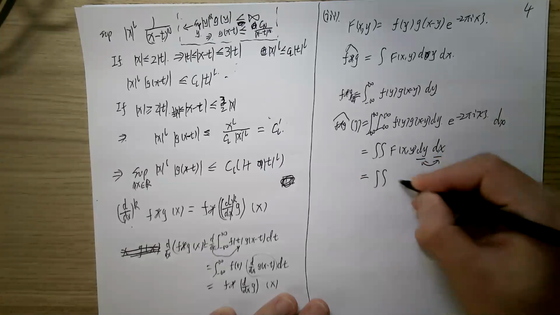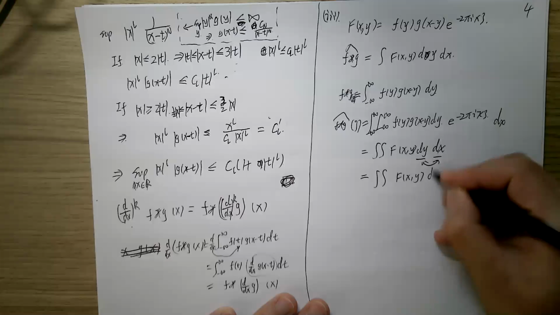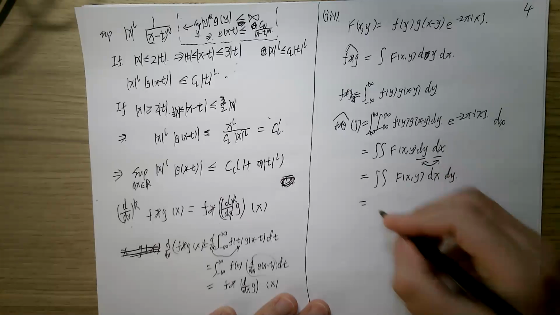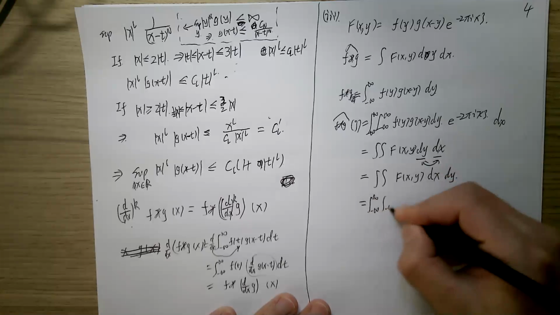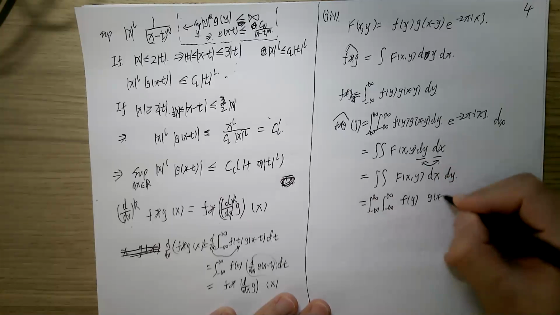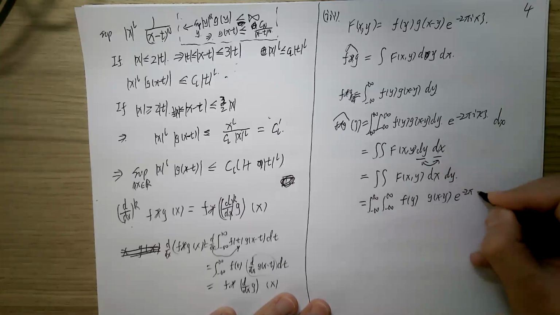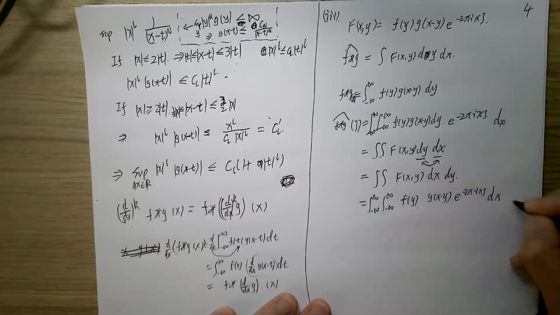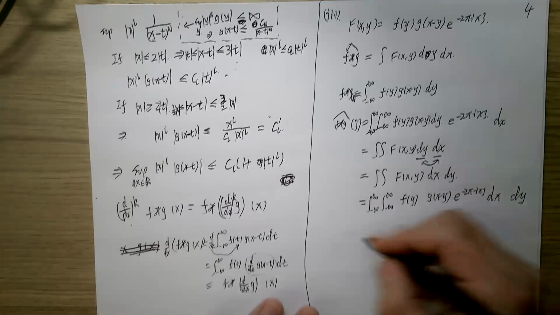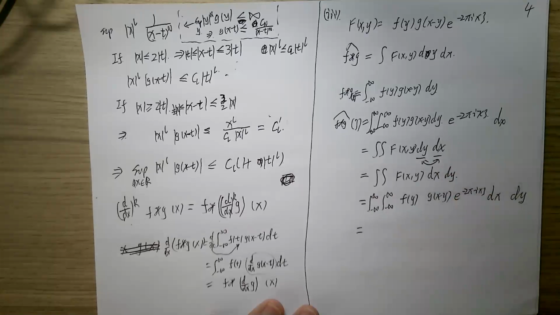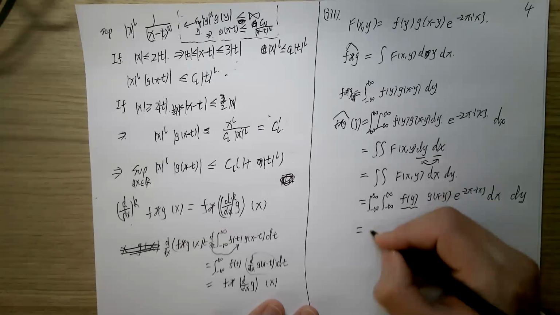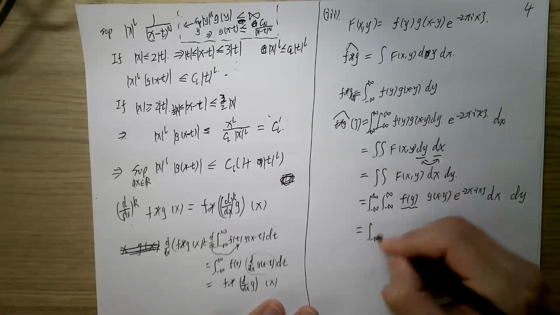So it's equal to the integral of F(x,y): you first take dx, then take dy. Let's see why this magically can solve our problem. Then that means it's F(y) g(x minus y) e to the power minus 2 pi i x xi dx, then dy. Then you want to take an integral first in terms of x. So this is actually a constant: F(y) is a constant.